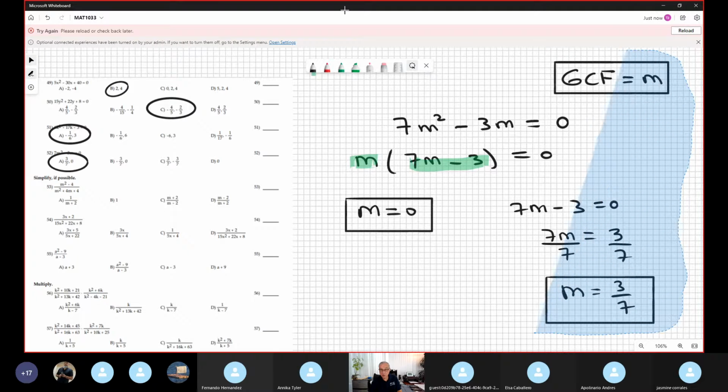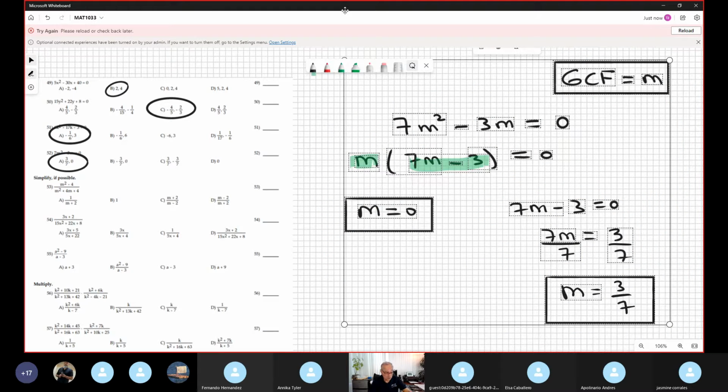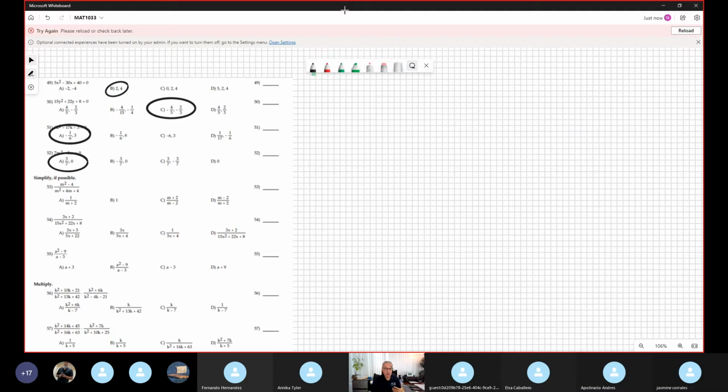Be careful. If you try to do a factorization problem without the GCF, and the GCF is not 1, you complicate your life. Totally useless. Totally no sense. Okay?